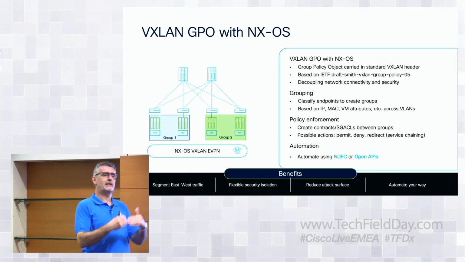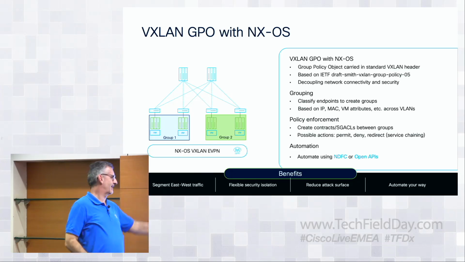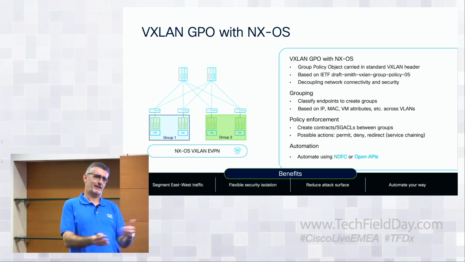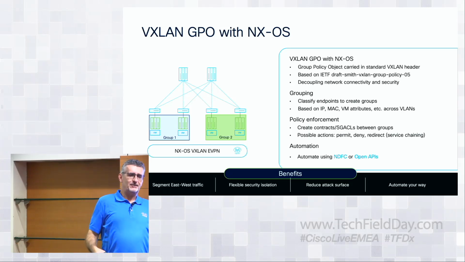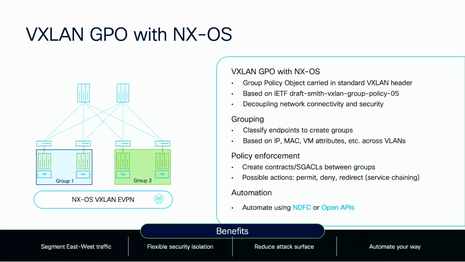But to communicate in a secure way, you can build these groups and then apply security policies that could be called contracts in ACI. SGACL, secure group access list, is what they are called here, but they're essentially the same concept, right?